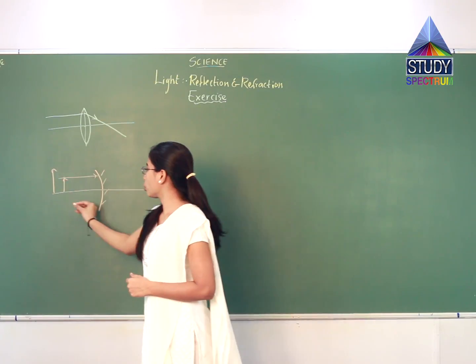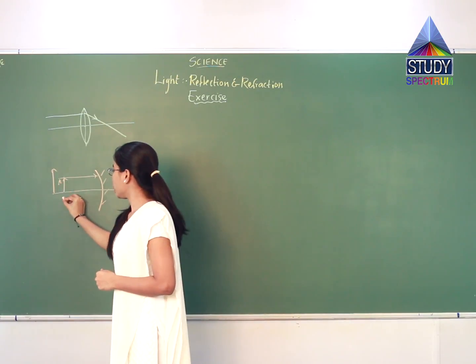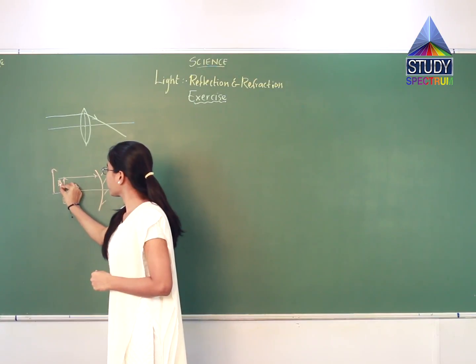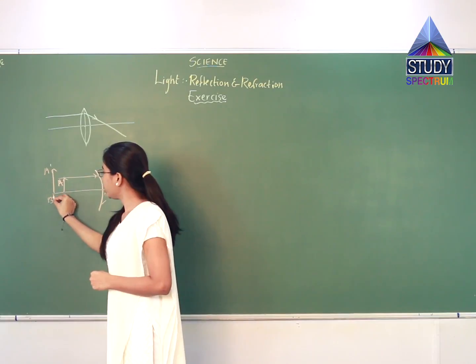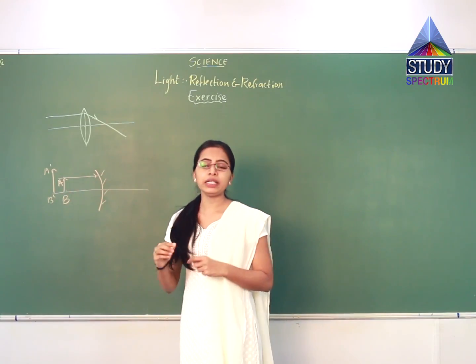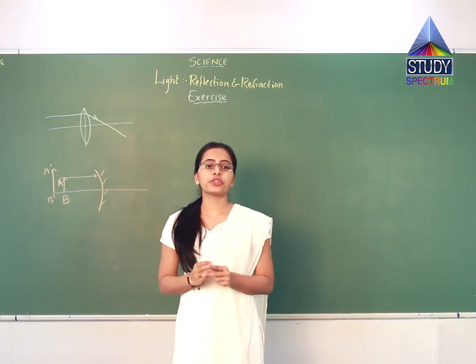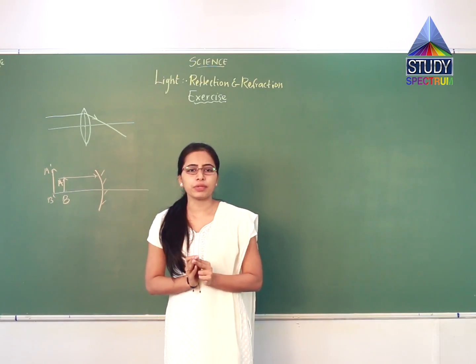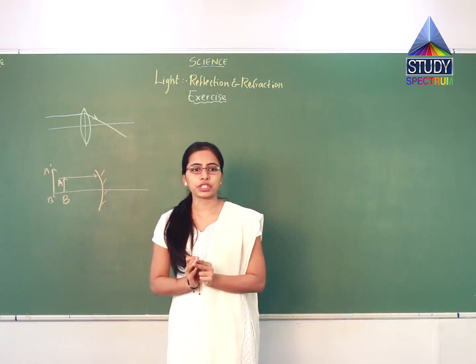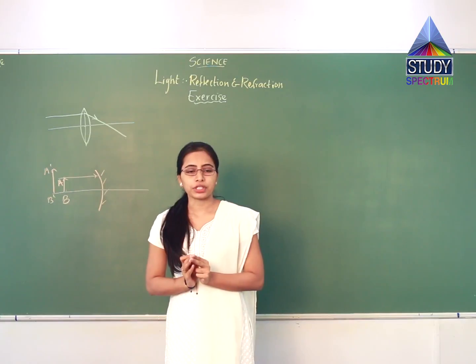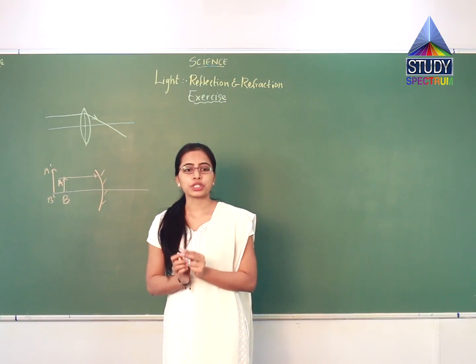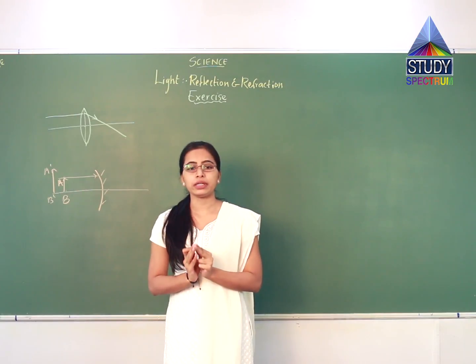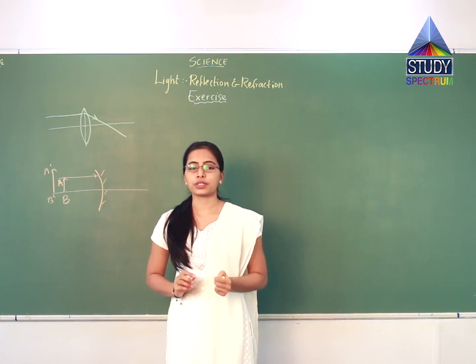And accordingly, suppose AB was the object, and here A dash B dash is the image. We have to find the position of the object. So the options are between the principal focus and center of curvature, at the center of curvature, third option beyond the center of curvature, and fourth option between the pole of the mirror and its principal focus.